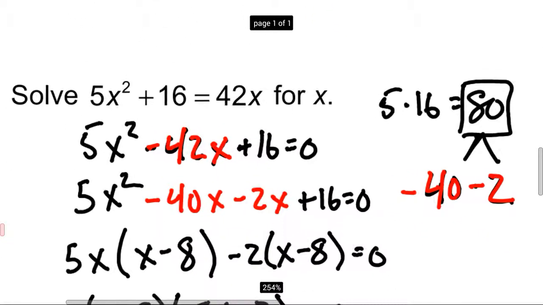This is not as easy as our first problem because the leading coefficient is a number that's not 1. So what I like to do, you could do a guess and check, right?